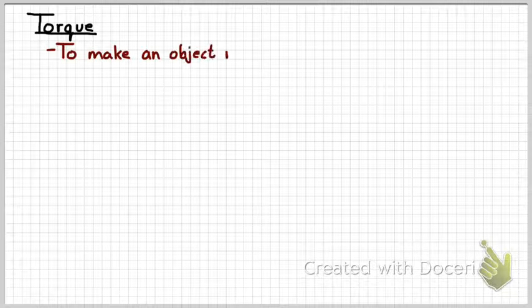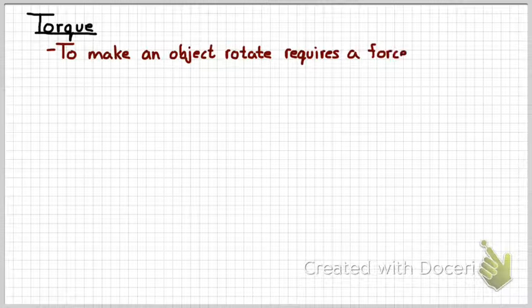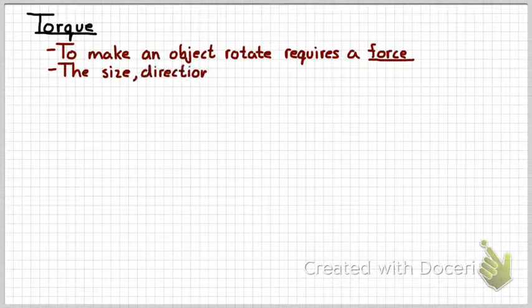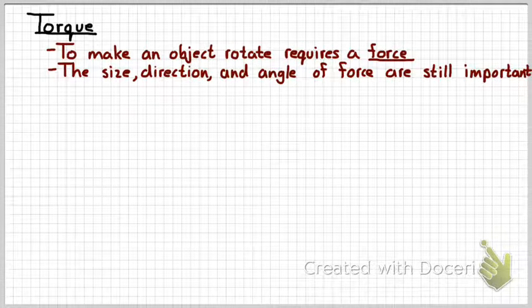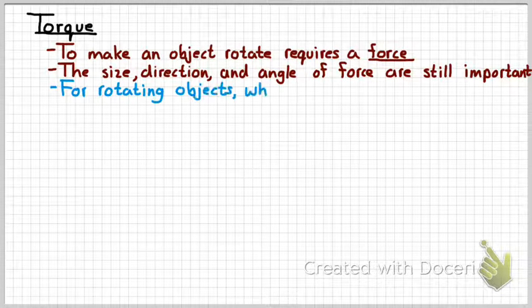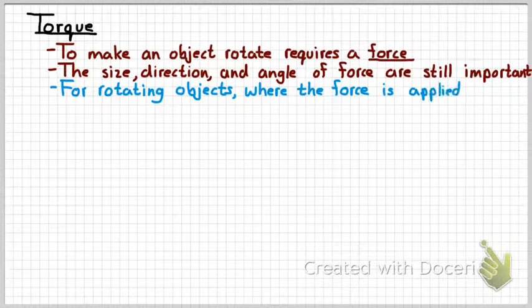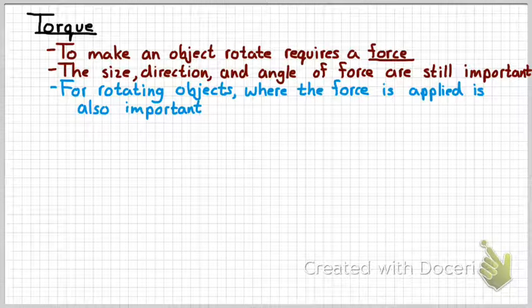In order to make an object rotate, obviously it's going to require a force of some kind. The size, direction, and angle of the force are all still important, just like they were for regular forces, when we were just making things accelerate forwards, backwards, up and down. With rotating objects, where you put the force is also important. That's the thing that's going to be different. When we draw free body diagrams, we're not going to draw our forces starting at the center anymore. We're going to draw them where they're being applied when the rotational part is important.